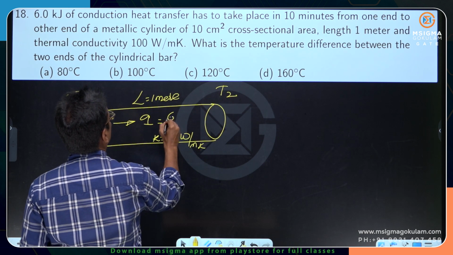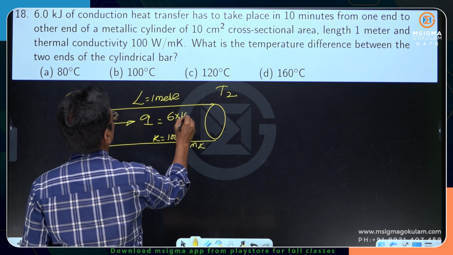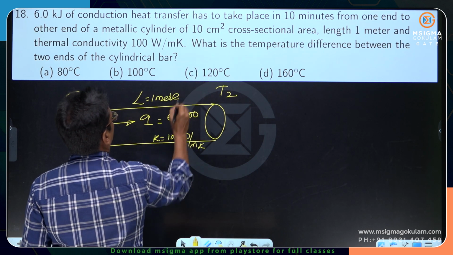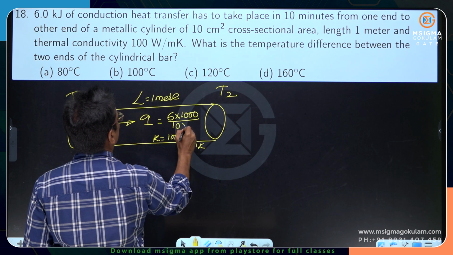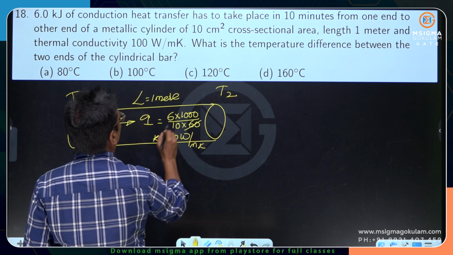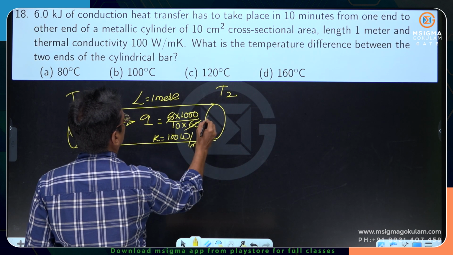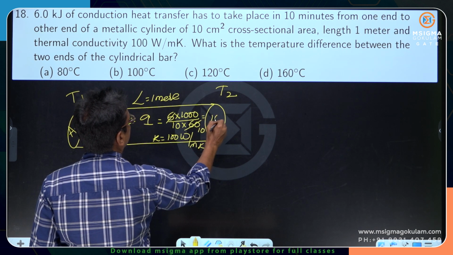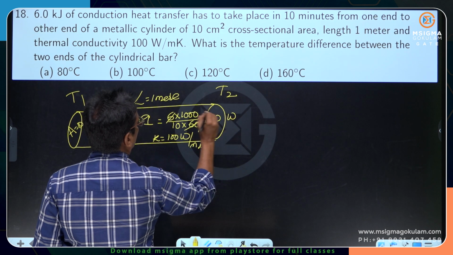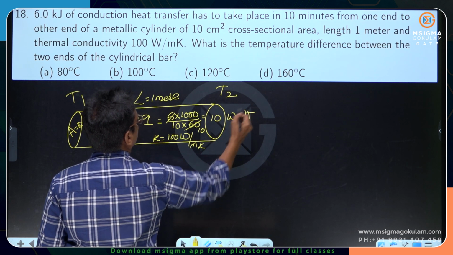6 kilojoules, 6 into 1000. How much time? 10 minutes. 1 minute is 60 seconds. So, 10 times 100, that is the heat transfer rate. 1000 by 100 is 10 watt. 10 watt is the heat transfer rate.